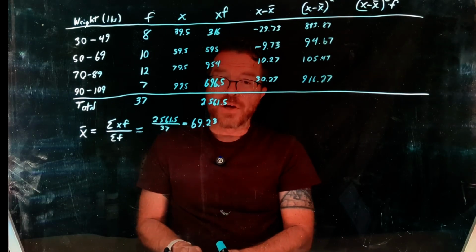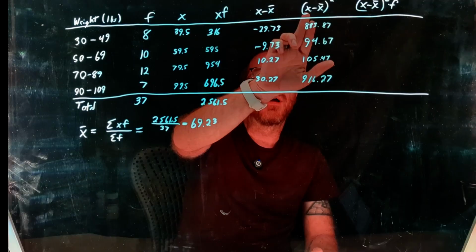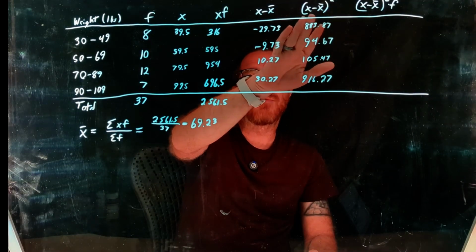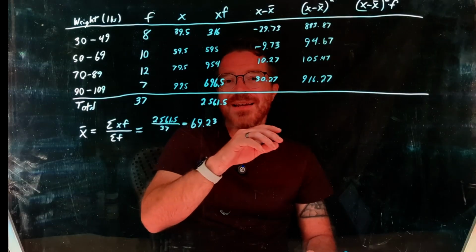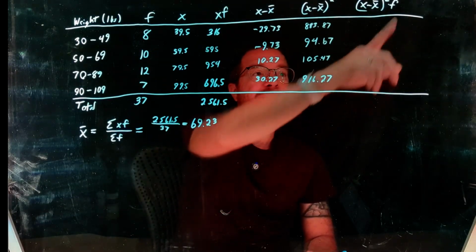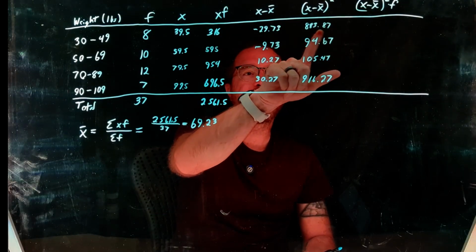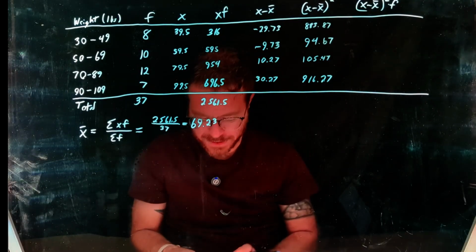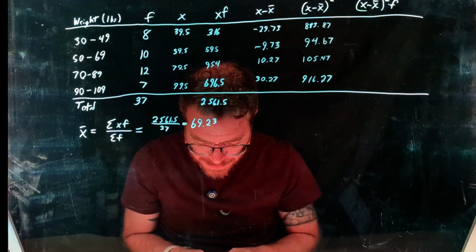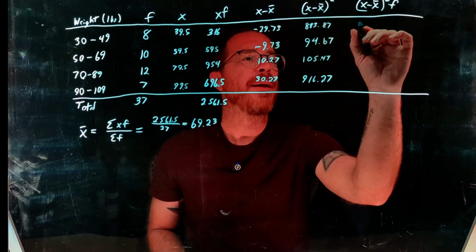Okay, so we're not done yet though, because remember, this is the squared deviation of a single data point from our mean. So we took how far away it was from the mean, we squared it, but that's only for a single data point. For this first group, we have 8 of them. So now we're going to take these values and multiply by that frequency. So 883.87 times 8 is going to give us 7,070.96.